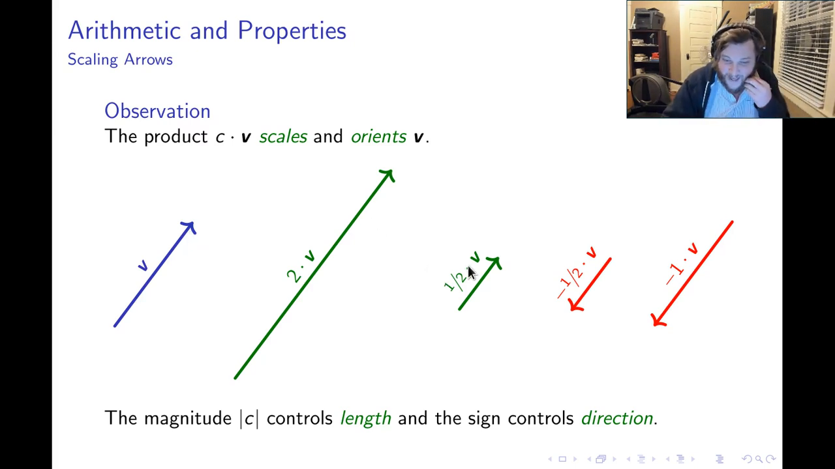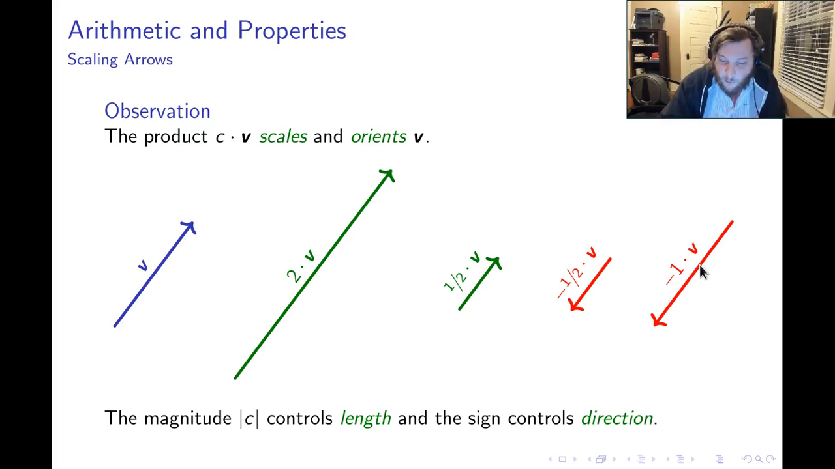What should 1/2 times v look like? Well, 1/2 times v should be the same vector as v, except we should scale the length by 1/2, which is to say we should shrink the length by a factor of 2. What about negative numbers? Well, what about negative 1/2 times v? Well, this should be the same vector as v, except since we're multiplying by a negative number, we need to reverse the direction of the arrow. And since the absolute value of this number is 1/2, we should scale the length by a factor of 1/2 or shrink by a factor of 2.